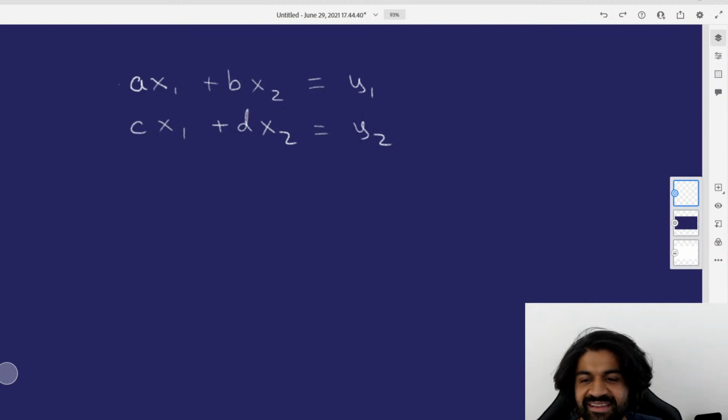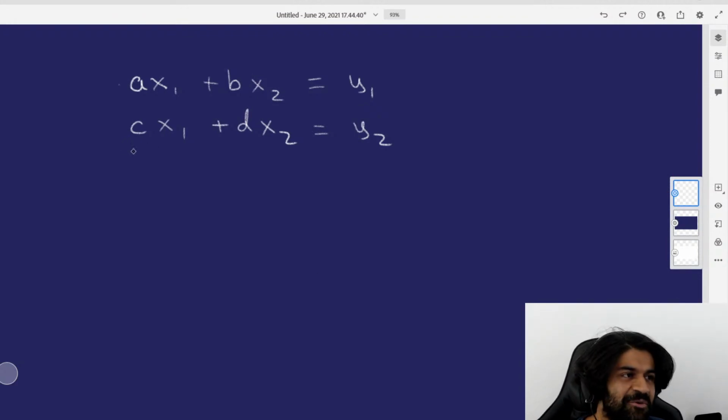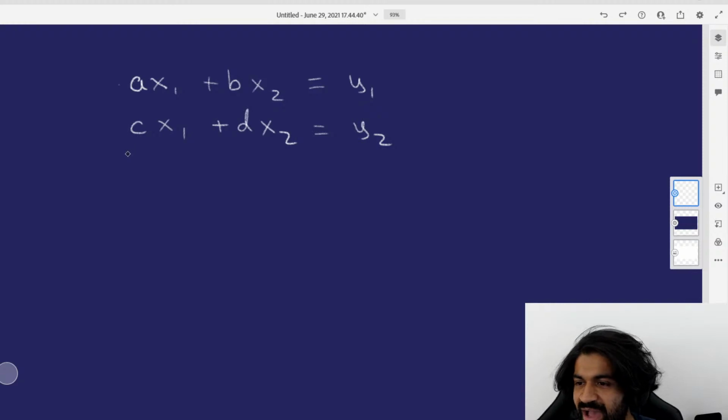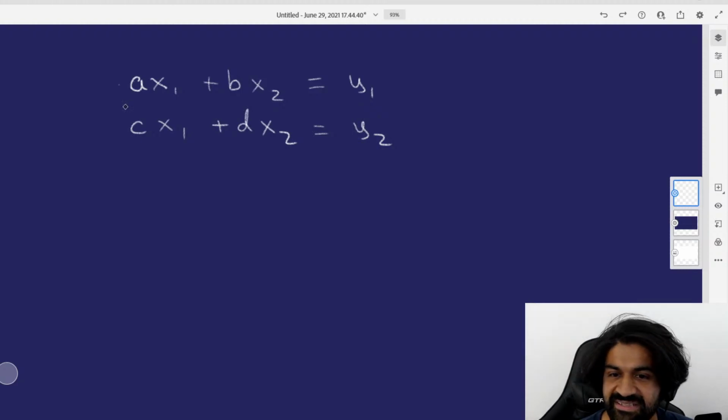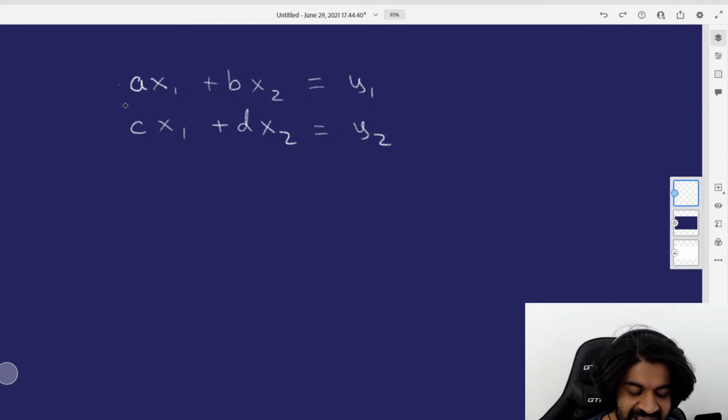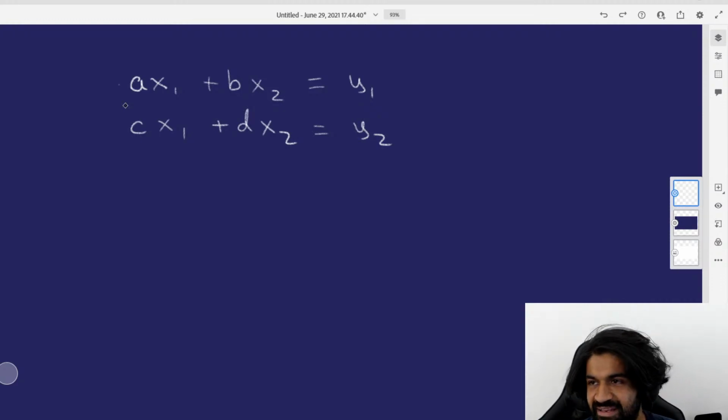So this is a completely arbitrary and abstract setup where I'm looking at a system of two equations and two unknowns. By the way, whenever you have a system of linear equations, there are only three possibilities: either there's a unique solution, there's no solution, or there are infinitely many solutions. Cramer's rule is only really helpful in situations where there's a unique solution. So you need to have as many equations as there are unknowns in order to use Cramer's rule.